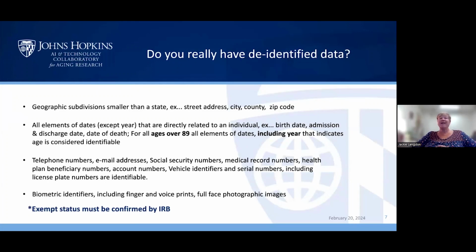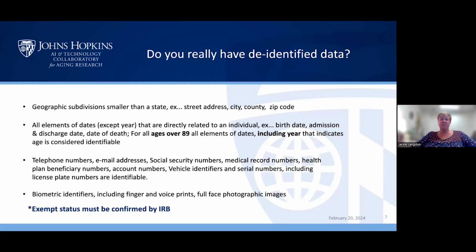If the person's over 89, even their year of birth is considered identifiable, and you're asked to group them in a cohort of 90 and above, so as not to identify them. Contact information like telephone, email, social security, things that probably make sense to you, but license plate numbers, vehicle identifiers, all considered identifiable. Finally, any kind of biometric identifiers, finger and voice prints, full photographic images. And I want to note here that exempt status must be confirmed by the IRB.